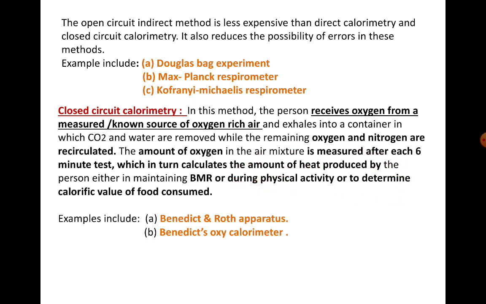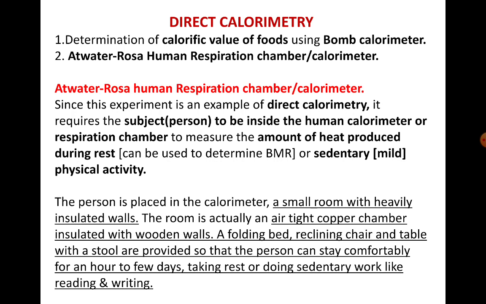Some of the examples of closed circuit calorimetry include the Benedict Roth apparatus. This we'll be studying when we discuss the determination of BMR. And we also have one more, that is Benedict's oxycalorimeter.